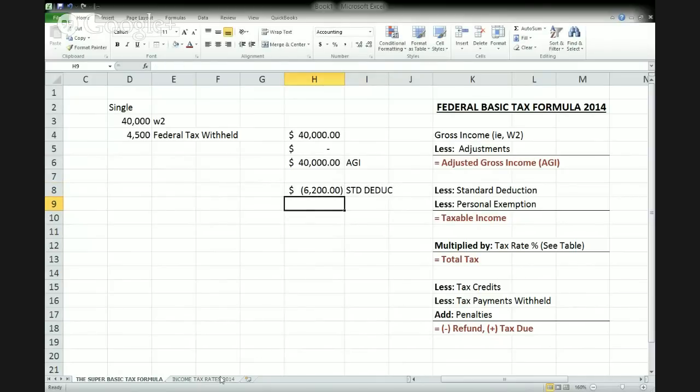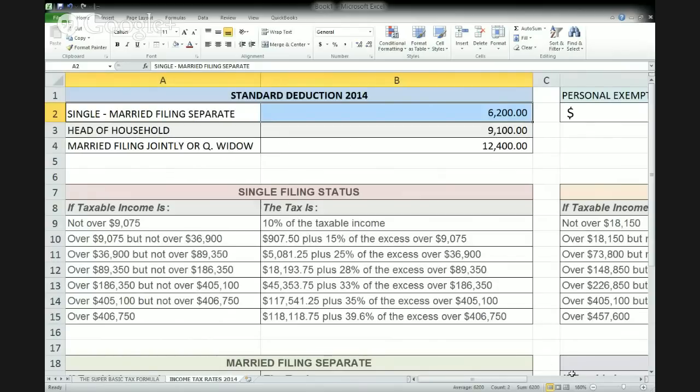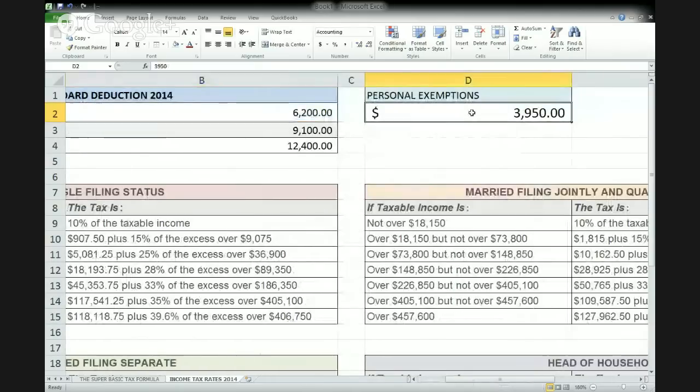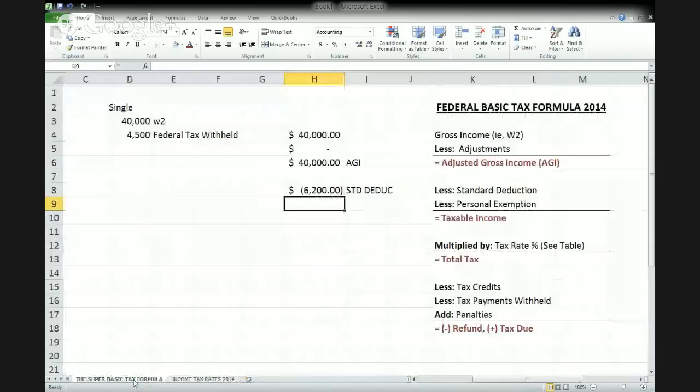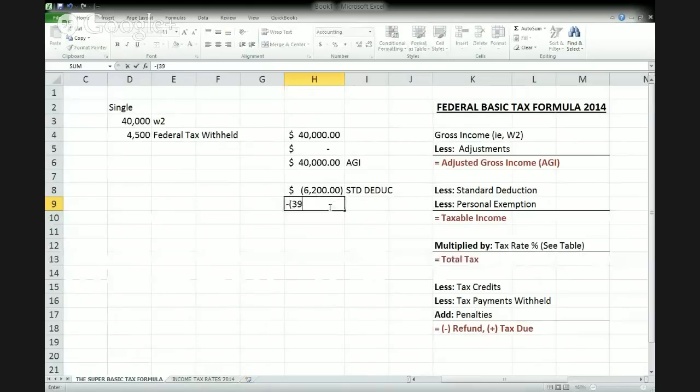And then it's telling us to reduce it by your personal exemption. Your personal exemption is $3,950. Again, this is a number that is given to us. So we're going to do minus $3,950 times the number of people on this tax return, which in this case is just one. So that's your exemption.